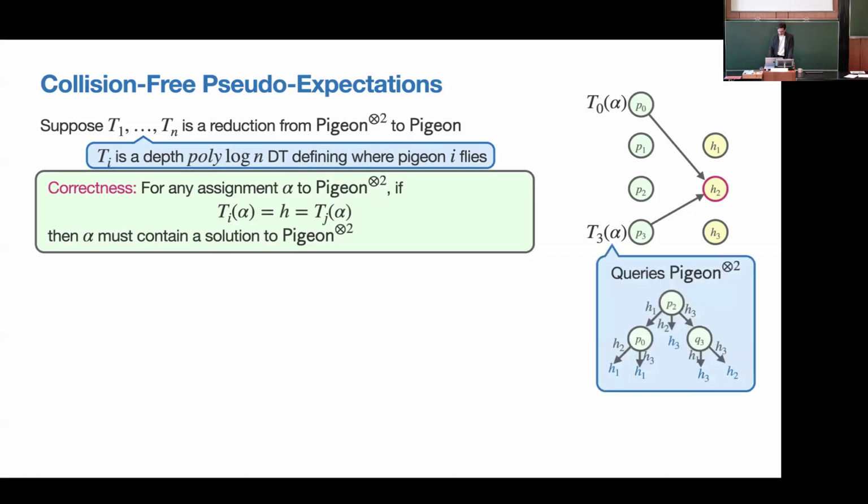Suppose we have this reduction. Each pigeon in the reduced pigeon instance is then defined by a little decision tree here, querying the variables of pigeon squared. So these are the queries. Maybe it asks where pigeon 2 in the pigeon squared instance goes to, and it branches down to the holes.